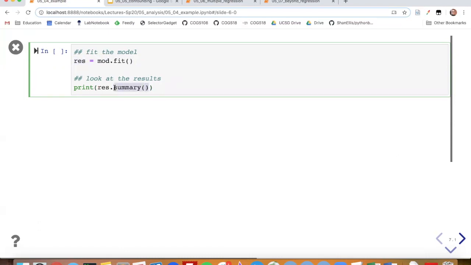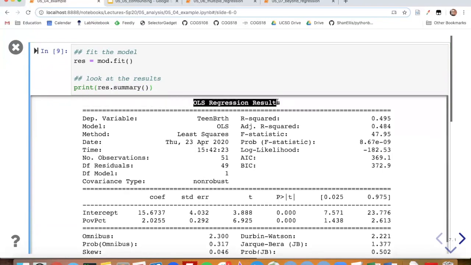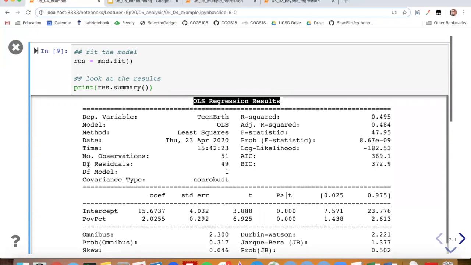There is a summary method to res type objects. And what we see here are the results from our OLS regression. There's a lot of information here, and we're going to walk through a few different pieces. It is critical that you understand how to interpret this. So if you're confused at any point, I encourage you to pause it, rewind, make sure you understand what's going on.